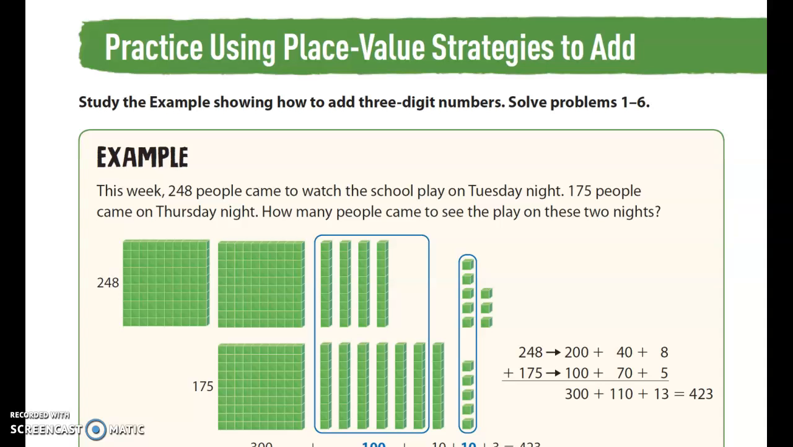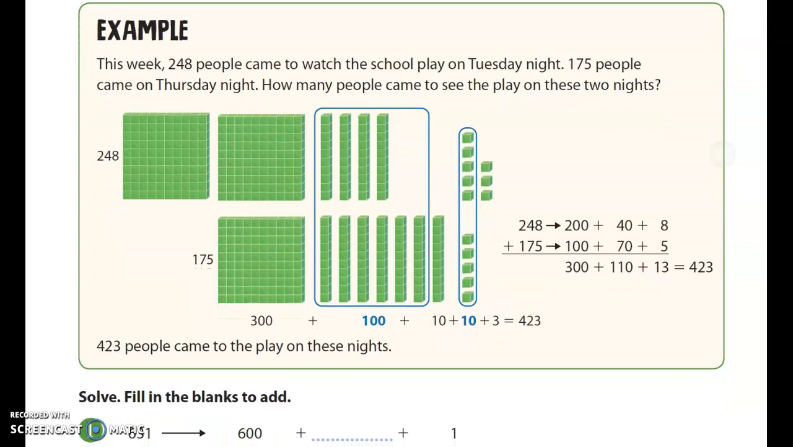Okay, so today we're going to be practicing using place value strategies to add, okay? And this is kind of similar to what we did yesterday. So look at the example that they gave us. It says, so this week, 248 people came to watch the school play on Tuesday night. 175 people came on Thursday night. How many people came to see the school play these 2 nights?